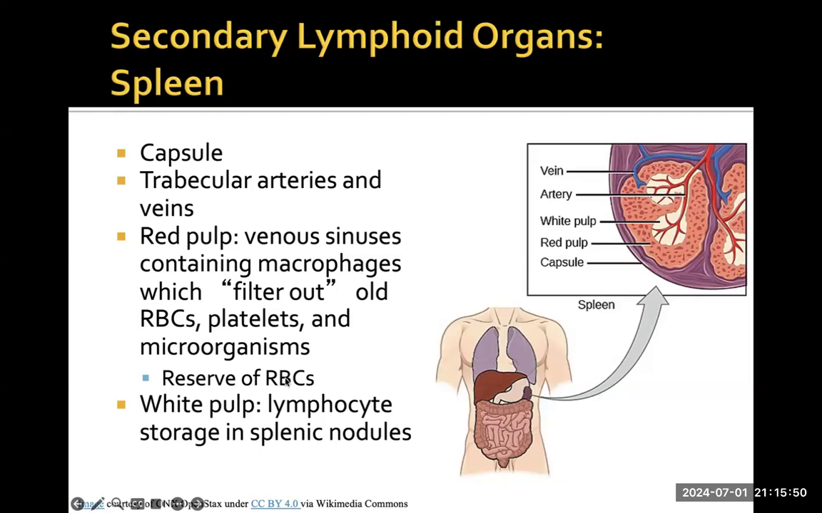The red pulp is also where you have a reserve of red blood cells, which is where you get the color from. And then the white pulp inside of there is the lymphocyte storage in the splenic nodules. So that's where all your lymphocytes sit until you need them when you become sick.